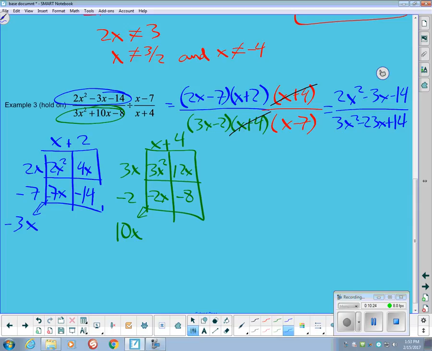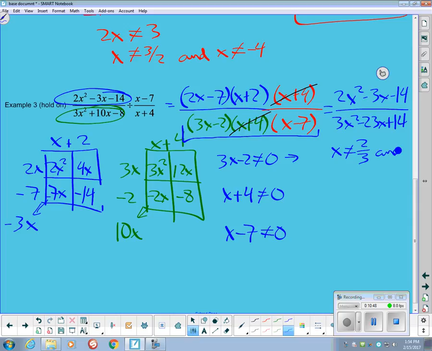And I have to come back to everything that was here, even the parts that I canceled. 3x minus 2 cannot be 0. x plus 4 cannot be 0. x minus 7 cannot be 0. So that one is going to tell me that x cannot be equal to 2/3. And x cannot be equal to negative 4. And x cannot be equal to 7.